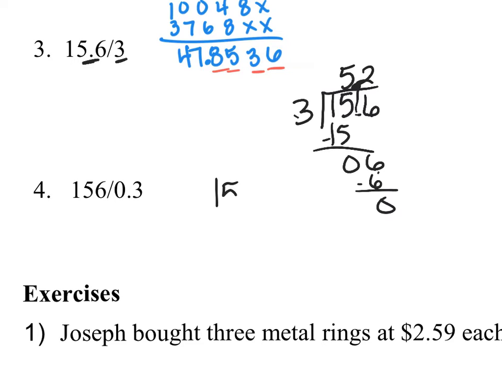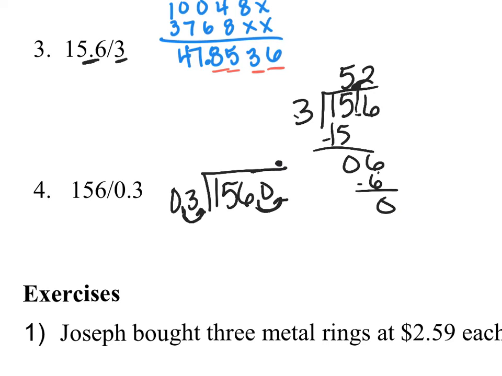If you have a decimal in a denominator, it changes things a little bit. So 156 divided by 0.3. We're going to say this: outside, inside, up. So we're going to go outside first, inside second, and then up. So outside is right here. We're going to move over 1 in the inside. We don't have a decimal, so we just put it at the end, and then we carry it straight up. So outside, inside, up.